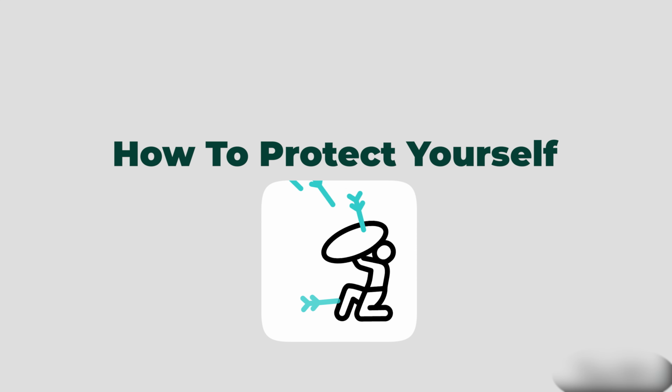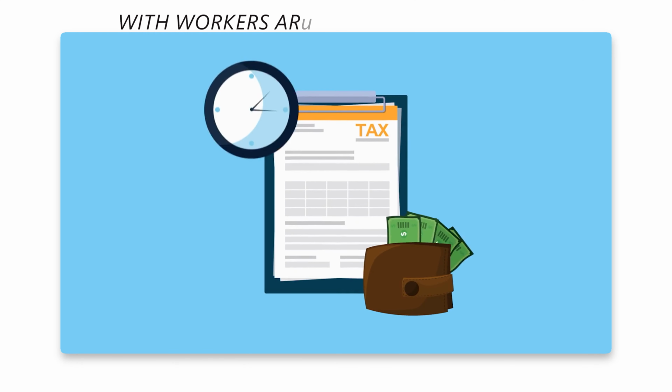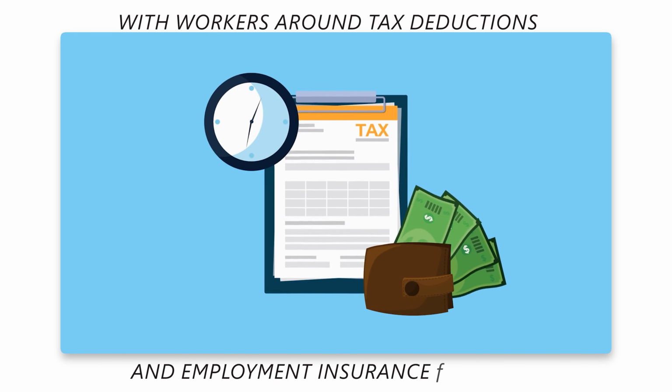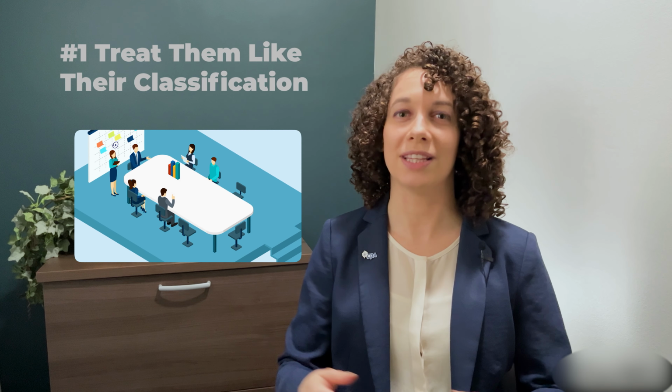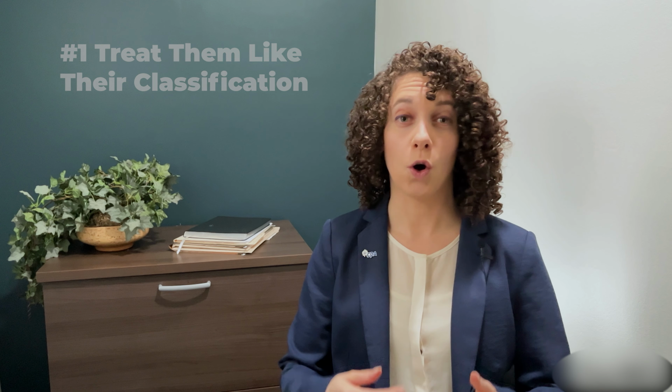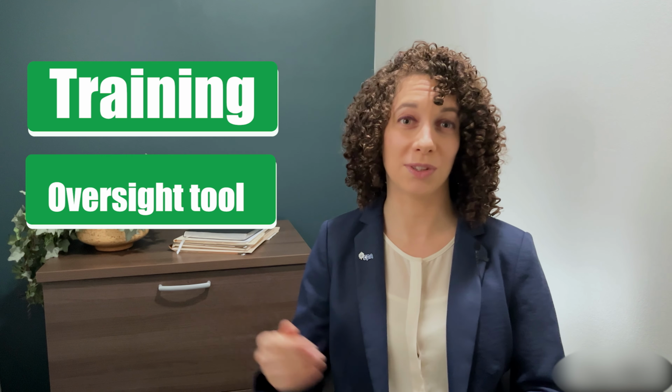How to protect yourself. Nasty arguments with workers around tax deductions and employment insurance eligibility can pop up when the employee-subcontractor relationship isn't clear. Because the CRA can hand you a bill in the thousands of dollars for each worker you misclassified, keep a few things in mind to protect yourself. Number 1, treat them like their classification. Only provide training, oversight, tools, and equipment to employees. Subcontractors should take care of their own needs.